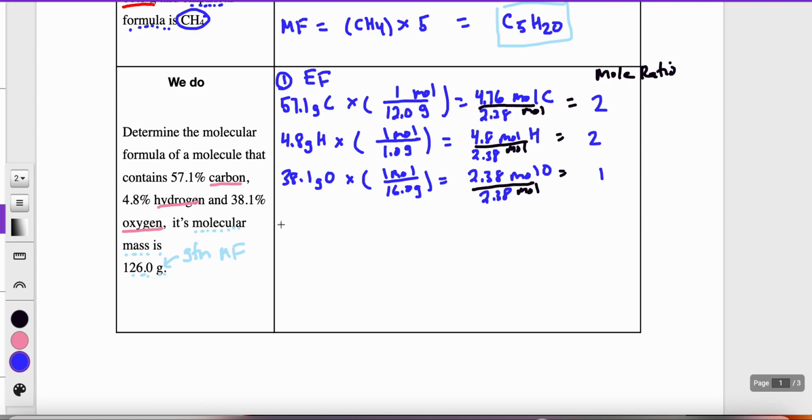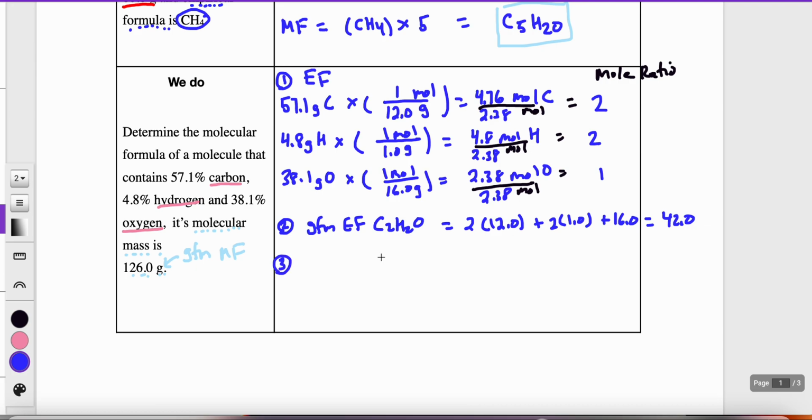So now we know our empirical data. We need to come up with the GFM of the empirical formula, which is C2H2O. So we have 2 carbons, each one contributes a mass of 12, plus the 2 hydrogens, each one contributes a mass of 1, and the 1 oxygen. And so our GFM of the empirical is 42.0.